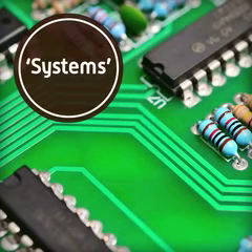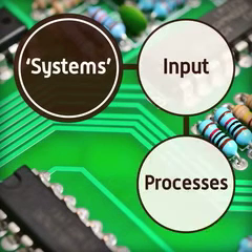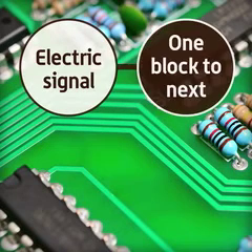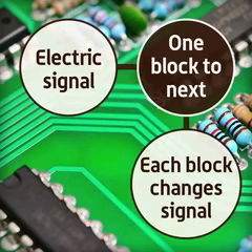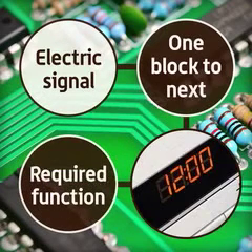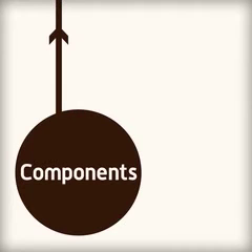Electronic circuits are described as systems, and each system is made of input, process, and outputs. The electric signal passes from one block to the next, and each block changes the signal in some way to allow the system to produce the required function. For example, in a kitchen timer, you press a switch which starts a timer, and after the set time, this sets off a buzzer. Let's look at the components we need to make a circuit.